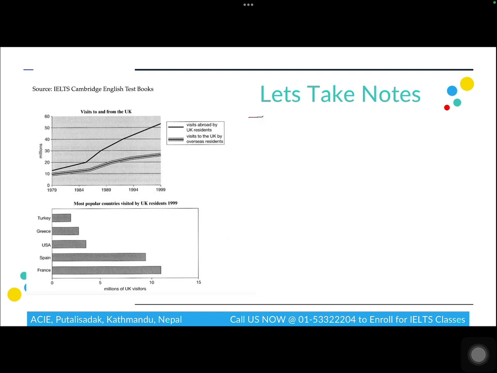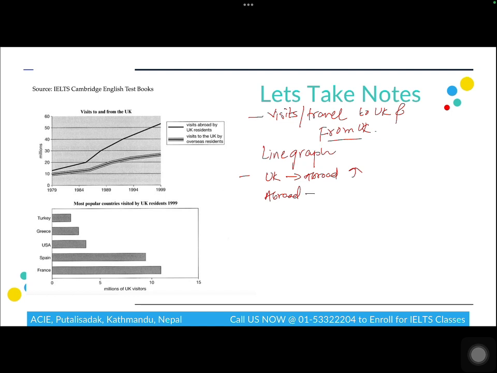So now let us start making notes for this question. The first thing that we are going to do is read the heading of the question, which talks about visits or travel. So while rephrasing, travel to UK and from UK, right? So this is what the question is about. Now let us first look at the line graph. Here we can see that the number of UK residents who went abroad has increased, while the number of overseas people who came to UK has also increased, right? So both of these data have increased.